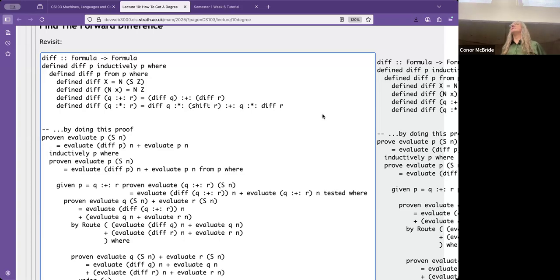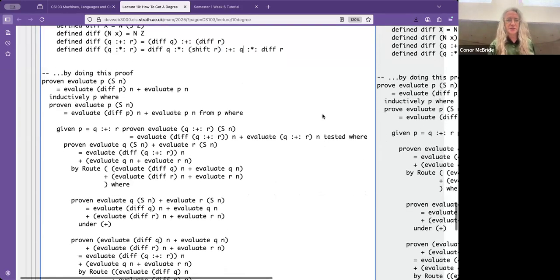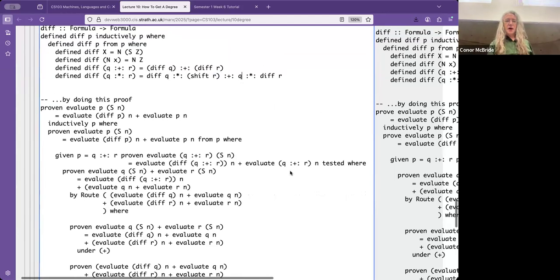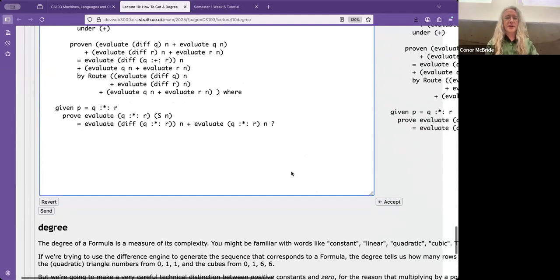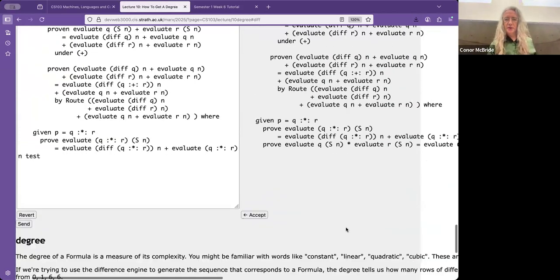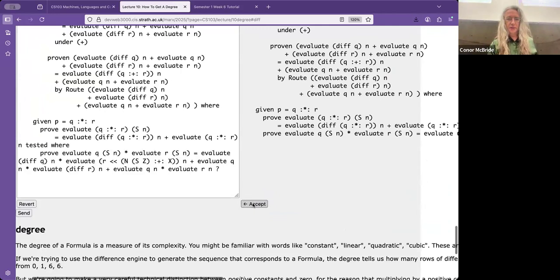But I didn't manage to finish the proof that this really does give you forward difference. So I'd just like to do that now. So here we go. I've got most of the proof already set up in here. I just need to do the multiplication case again. So I'm going to say test and hope that network is good enough.